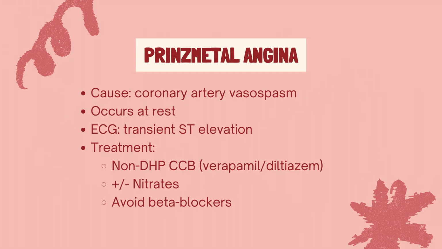Prinzmetal angina is caused by a transient spasm of the coronary artery. It typically happens at rest and causes transient ST elevation. Symptoms resolve with vasodilators like non-dihydropyridine calcium channel blockers, so verapamil or diltiazem. These can be given with or without nitrates. Avoid beta blockers because these may worsen vasospasm.